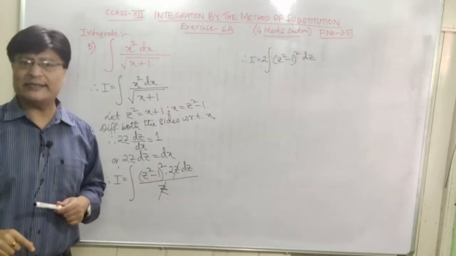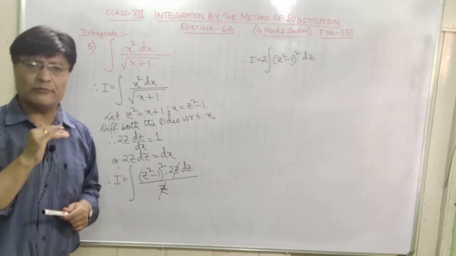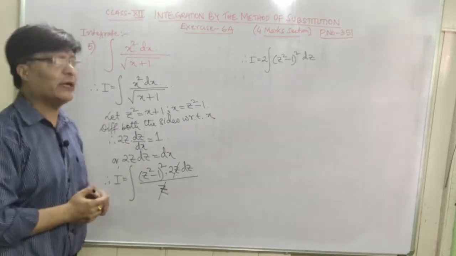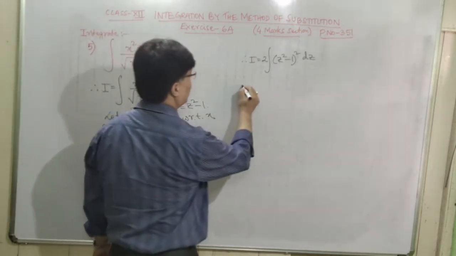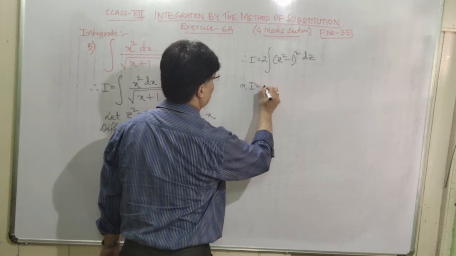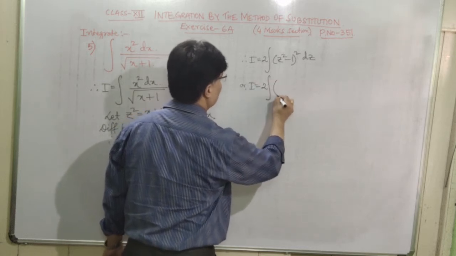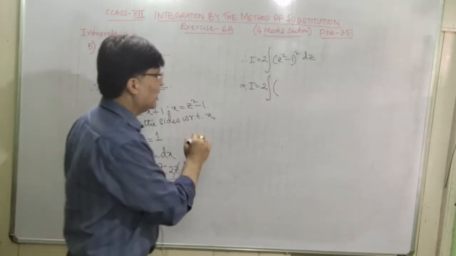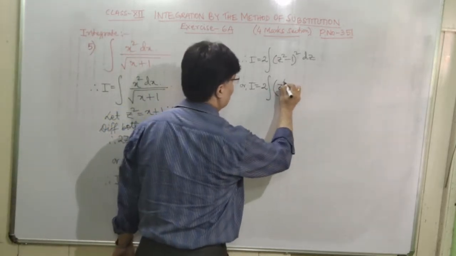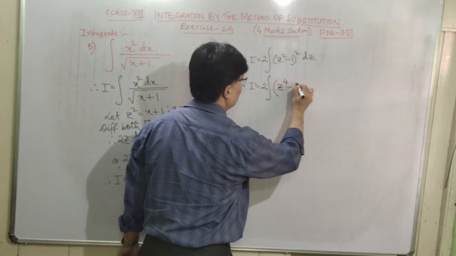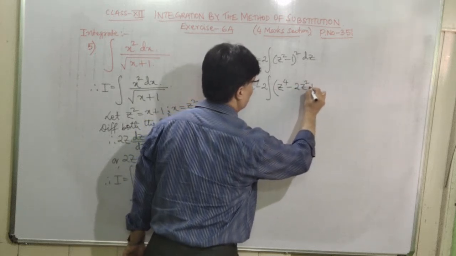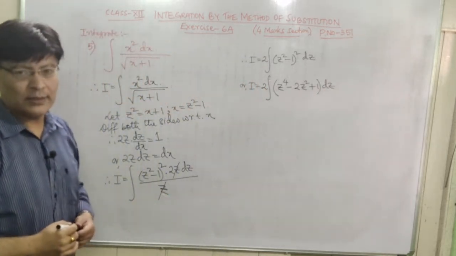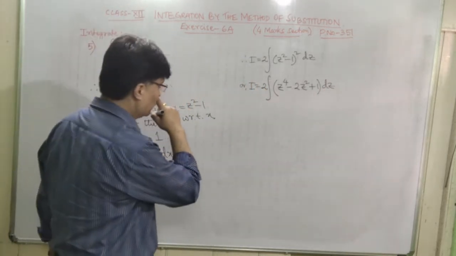But you cannot integrate it directly because within the whole square the power of z is 2. So you have to simplify it first. Let us use the formula of a minus b whole square. So I is equal to 2 integration of, within bracket, a whole square minus 2ab plus b square, that is z to the power 4 minus 2z square plus 1, bracket closed, dz. Understood?